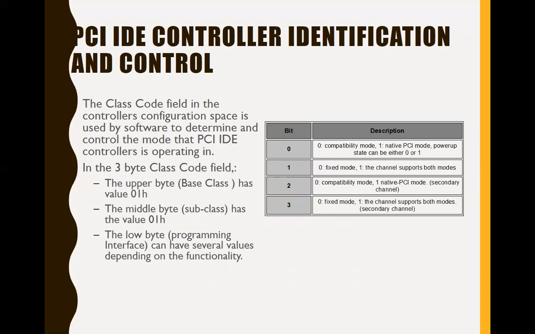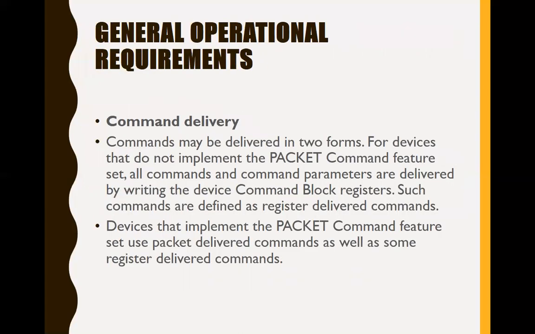PCI IDE controller identification and control. The class code field in the controller's configuration space is used by software to determine and control the mode of the PCI IDE controller. Controllers operating in this mode use a 3-byte class code field: the upper byte has the value you can see here, the middle byte has its value, and there is a low byte. The bits and their descriptions you can see in the table. With fixed mode, the channel supports both modes. And general operational requirements: command delivery, the general operations.